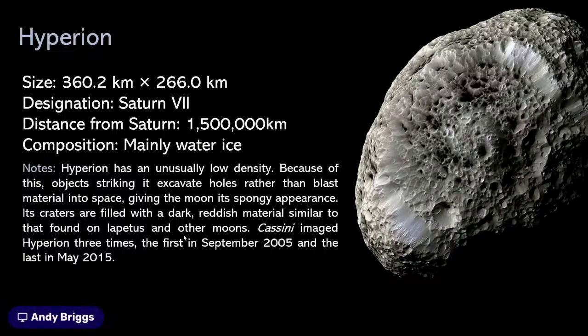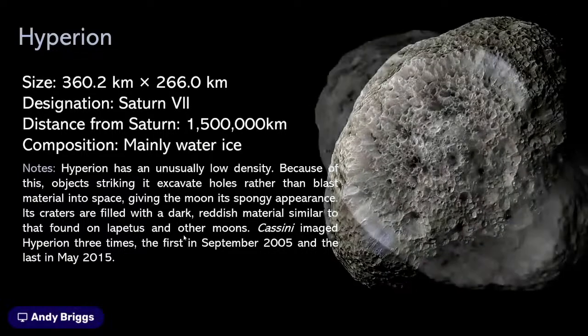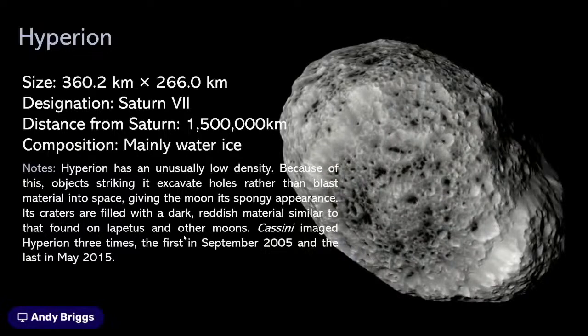As I said, Cassini imaged Hyperion 3 times, the first in September 2005 and the last in May 2015. But Cassini's orbit did not allow it to approach Hyperion any more regularly than that. Only 3 times it managed to fly past the moon. There's a photo from another flyby of Hyperion.